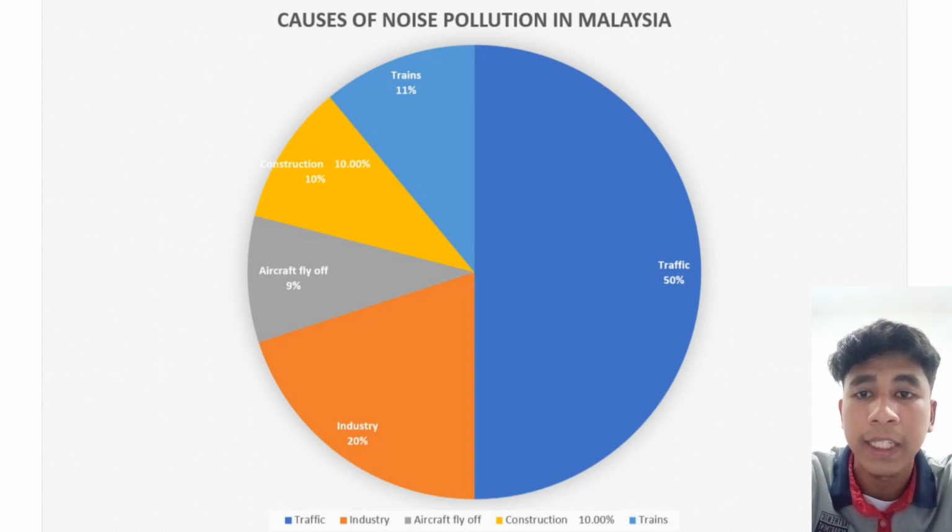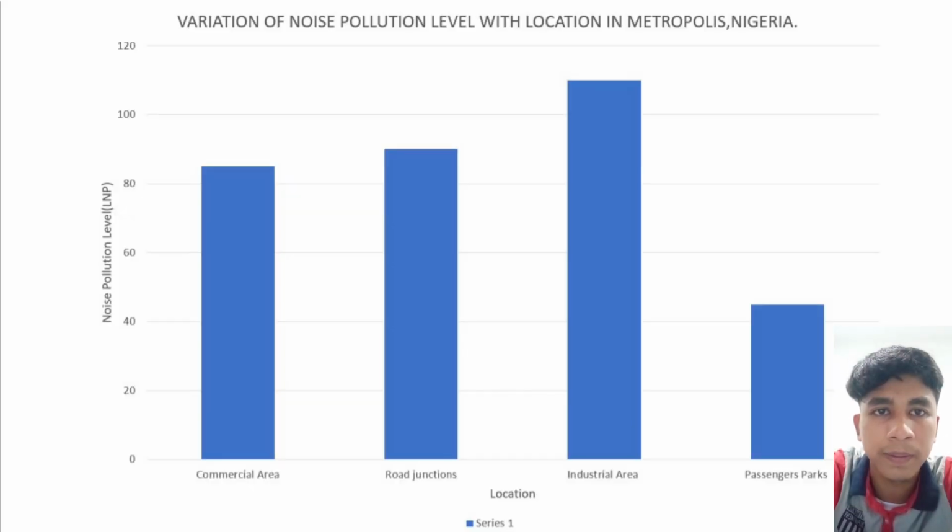Okay, now you can see at the pie chart, the noise pollution caused by traffic represents half of the pie chart, which is 15%, and the noise pollution caused by industry shows almost a quarter of the pie chart, which is 20%. And the last one, you can see at the pie chart, the percentage for noise pollution caused by trains, construction and aircraft fly off is almost the same, which is 11.